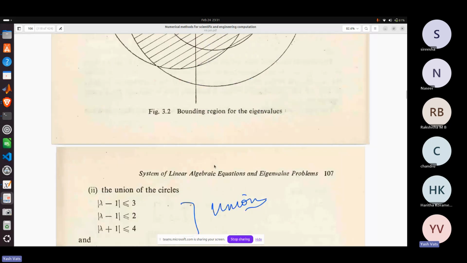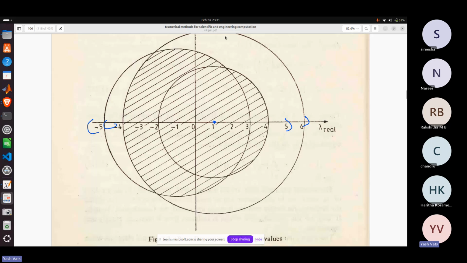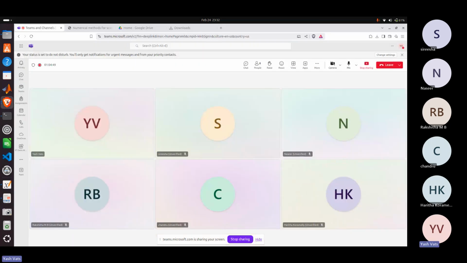So you get three regions, 1, 2, and 3. Just intersect them and take the intersection. That will be your final region. Is that clear, everyone?